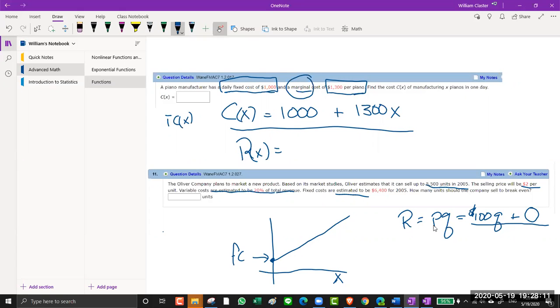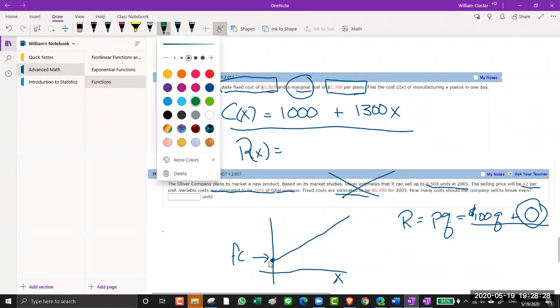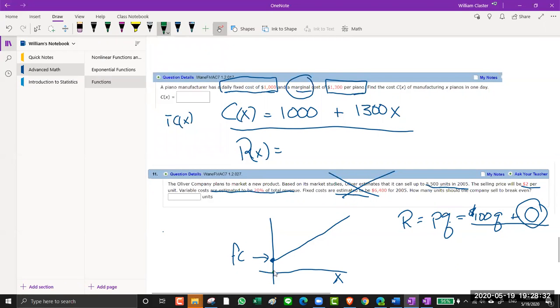So the revenue is P times Q, which means there's no y-intercept. What does that mean about the graph? It means it originates from the origin. Does everyone agree with that? Hopefully it looks something like that.